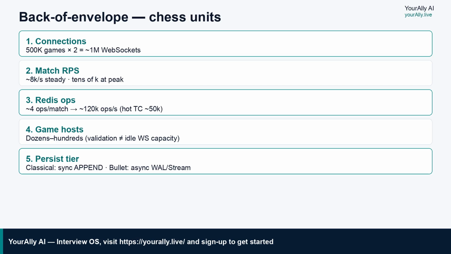On matchmaking cost, even if Redis is fine, the product cost of bad matches is player churn. Envelope math is not only machines, it is wait time at the extremes. When you quote 8,000 match requests per second, also say you will measure P95 time to match by rating bucket and widen based on that curve.